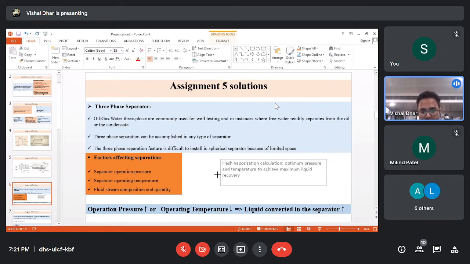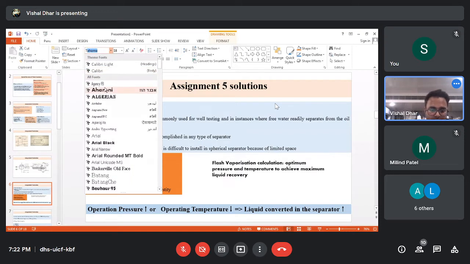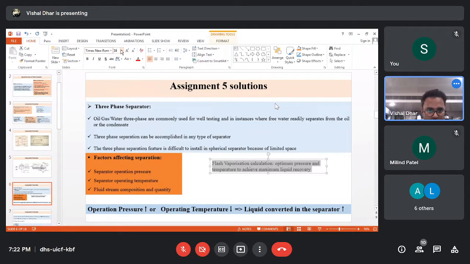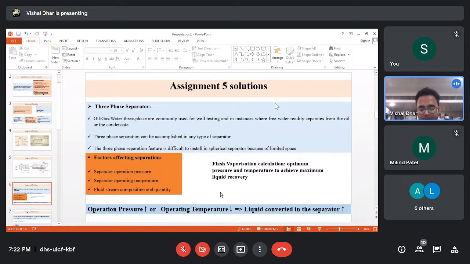Then there is flash vaporization calculation. These are done to get the optimum pressure and temperature that can be used to get maximum liquid hydrocarbon. Flash calculations are used to get the optimum pressure and temperatures so that maximum liquid recovery can be achieved.